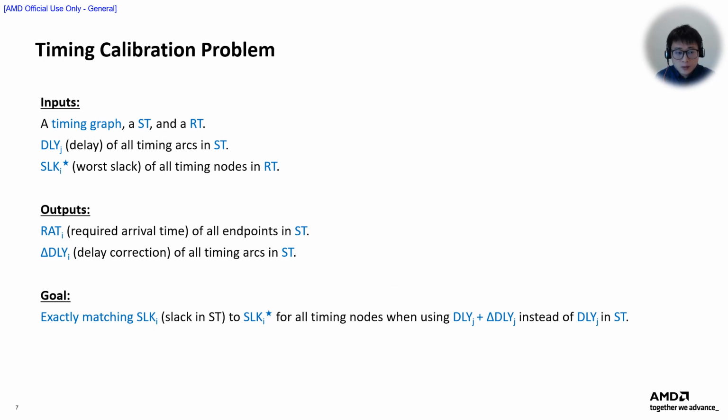The inputs include the timing graph, a simple timer, and a reference timer. We also need to know the arc delays in the simple timer and the worst slack of all the timing nodes in the reference timer. The outputs are the required arrival times of all the endpoints in the simple timer and the delay correction, or delta delay, of all the timing arcs in the simple timer. The goal here is to exactly match slacks in the simple timer to the slacks from the reference timer for all the timing nodes when we use the corrected arc delay, or delay plus delta delay, to propagate timing in the simple timer.